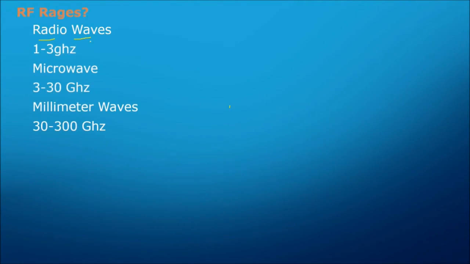First is, what are RF ranges? Radio frequency ranges. Can you tell the ranges of the RF? The answer here is, first is radio waves, and it is from 1 to 3 gigahertz. Then we have microwave, that is 3 to 30 gigahertz, and then 30 to 300 gigahertz, it is millimeter waves. So radio, micro, and millimeter: 1 to 3 gigahertz, 3 to 30 gigahertz, and 30 to 300 gigahertz millimeter waves.